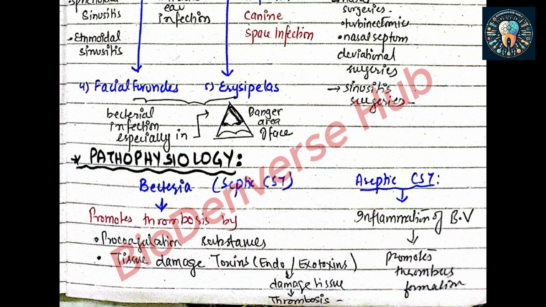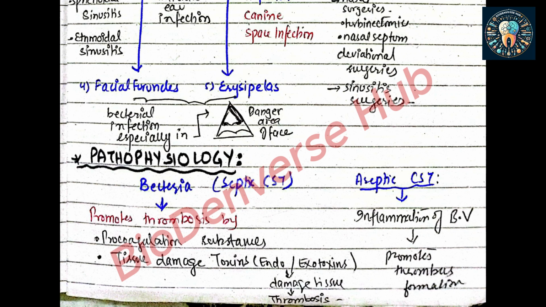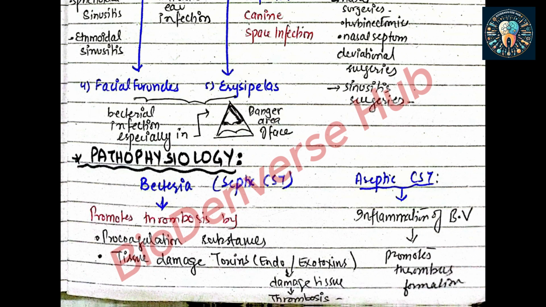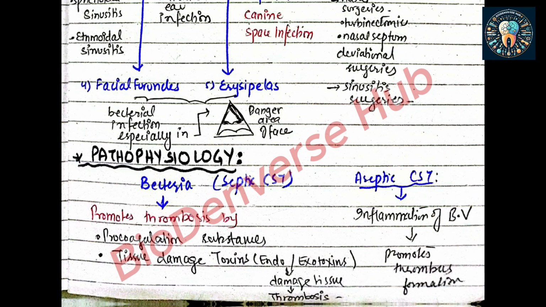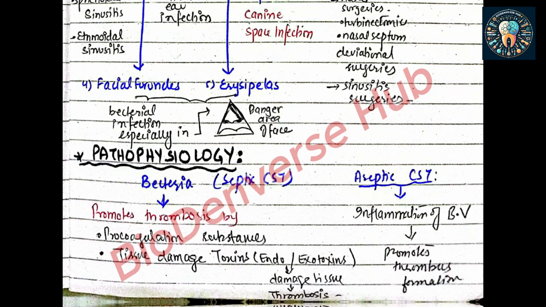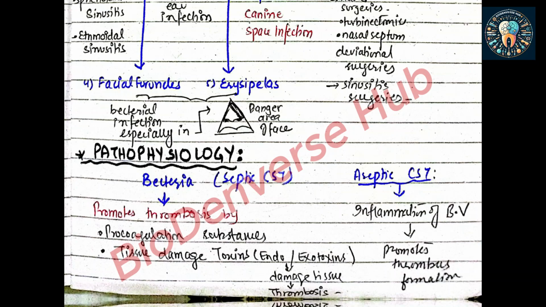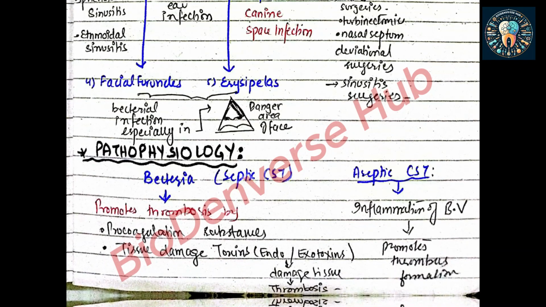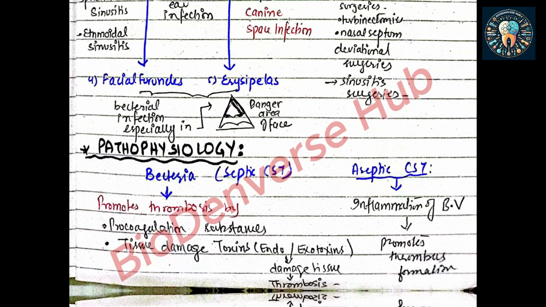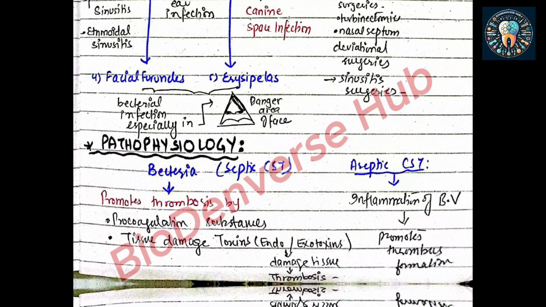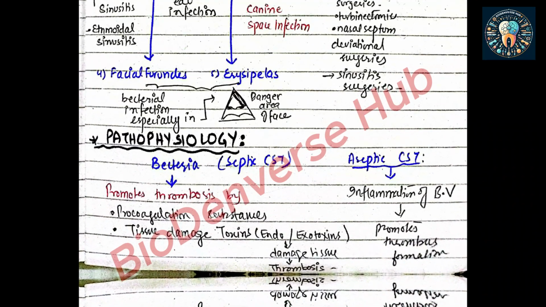And as far as the aseptic cavernous sinus thrombosis is concerned, the pathophysiology for that is very simple: any iatrogenic damage or trauma would directly lead to the inflammation of the blood vessel, and that will promote the thrombosis over there, which means that it will promote the formation of thrombus and it will lead to the cavernous sinus thrombosis. So this was about the pathophysiology.